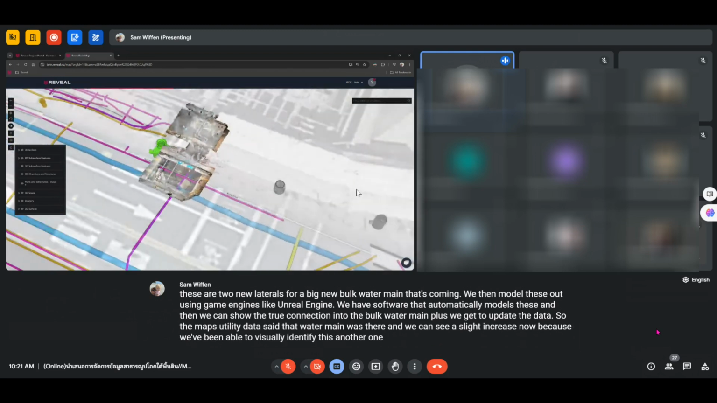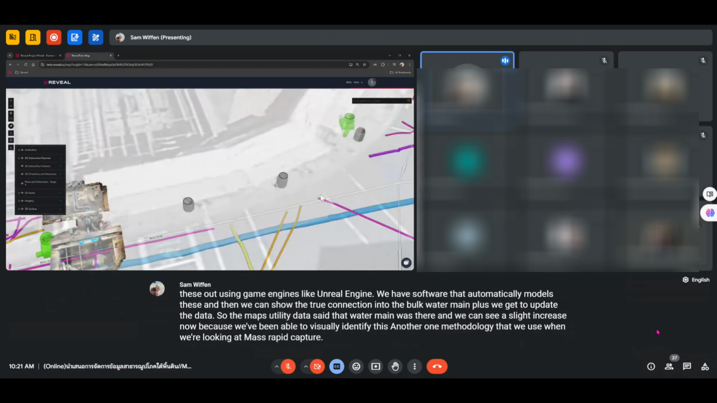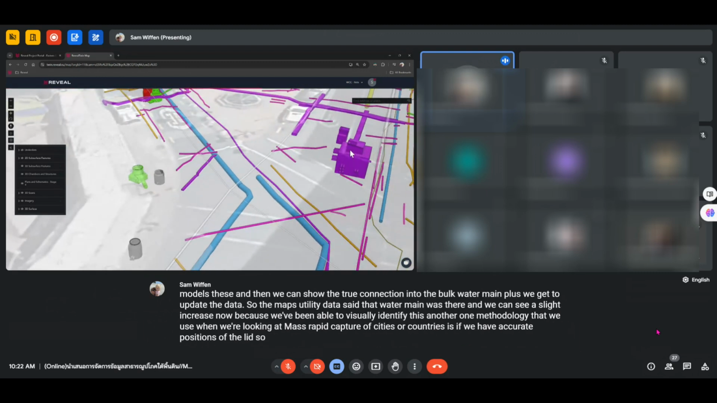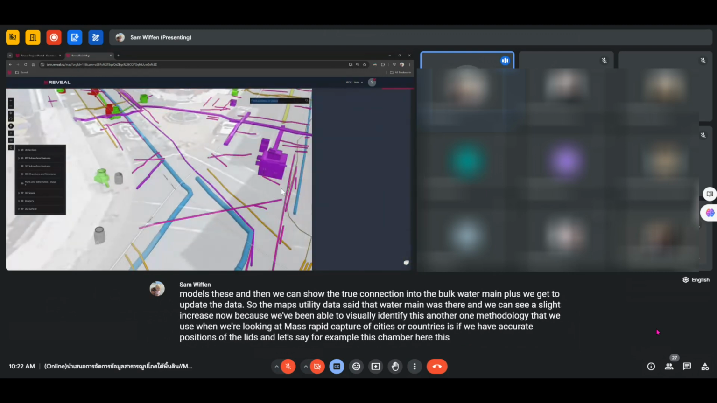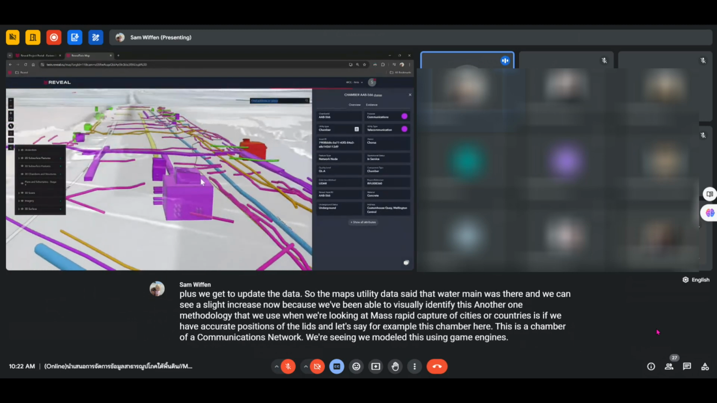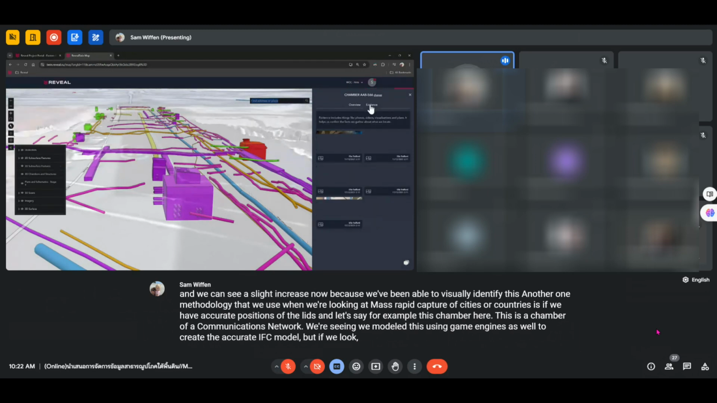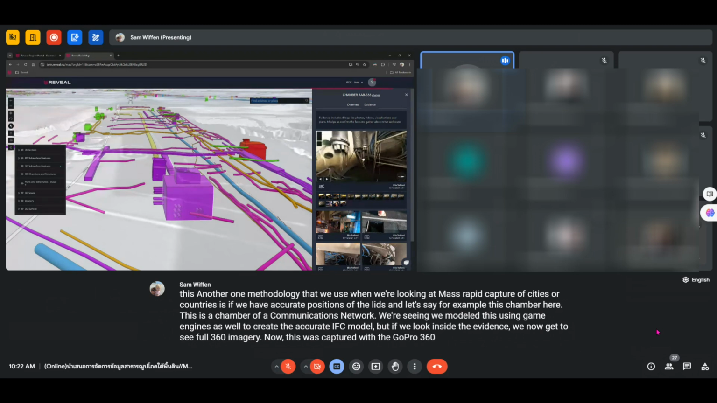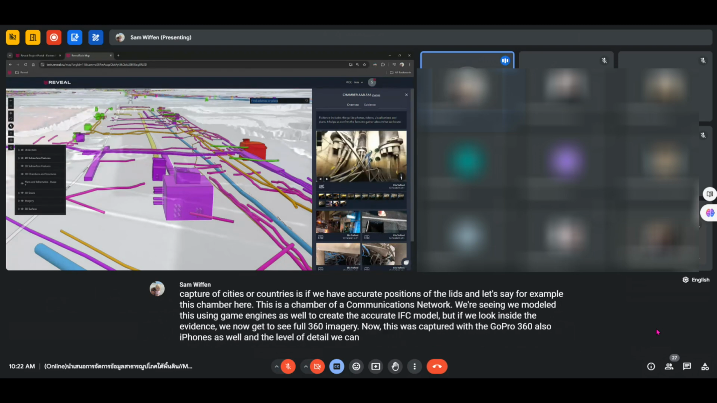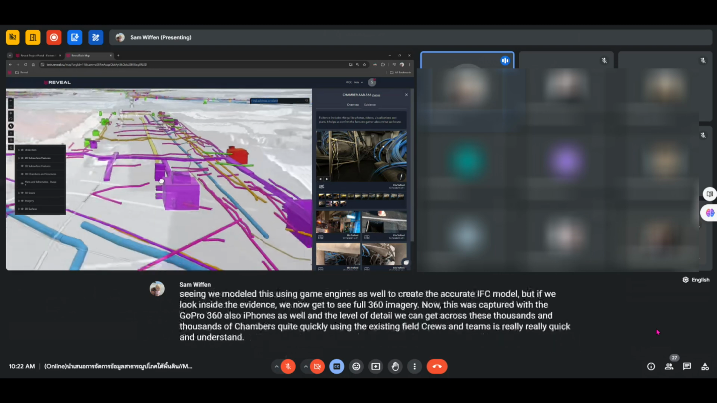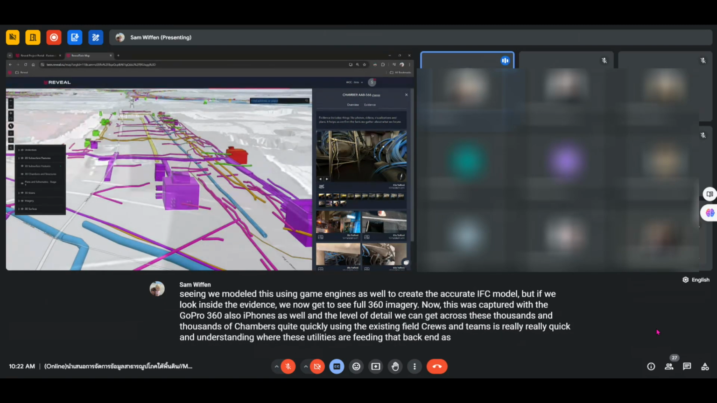Another methodology that we use when we're looking at mass rapid capture of cities or countries is if we have accurate positions of the lid, and let's say, for example, this chamber here, this is a chamber of a communications network. We model this using game engines as well to create the accurate IFC model. But if we look inside the evidence, we now get to see full 360 imagery. Now this was captured with the GoPro 360, or also iPhones as well. And the level of detail we can get across these thousands and thousands of chambers quite quickly using the existing field crews and teams is really, really quick. And understanding where these utilities are and feeding that back in is pretty key.